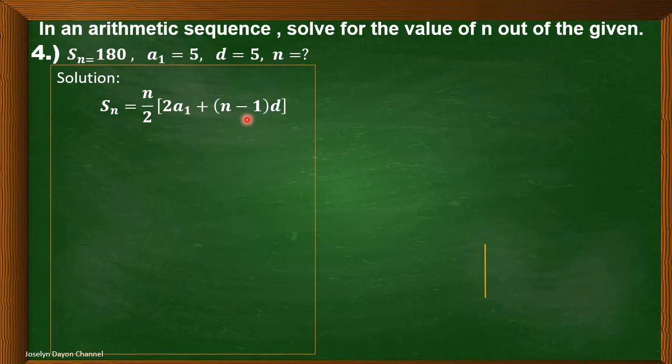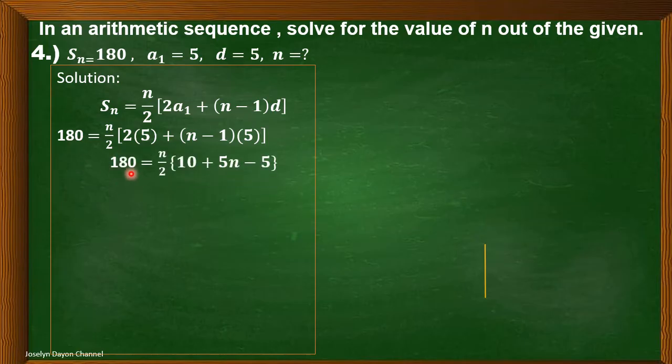Now we are going to substitute the values. S sub n is equal to 180, just bring down n over 2. Then we have here 2, just bring down, and our a sub 1 is 5. Substitute. Bring down quantity of n minus 1, and our d is 5. Next, we have to simplify further. So we have here to bring down 180, bring down also n over 2, multiply 2 times 5, the answer is 10. Next, we have to multiply n by 5, the answer is 5n. And then negative 1 multiplied by 5, the answer is negative 5.